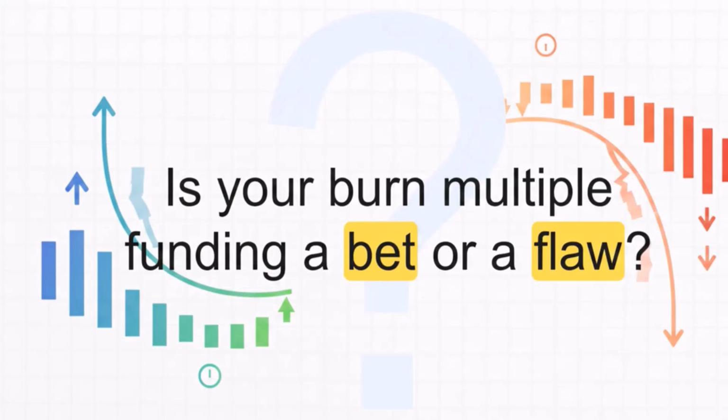So to wrap up this video, I really want you to look at your own metrics and ask yourself this question. Is your burn multiple funding a deliberate strategic bet, or is it quietly funding a structural flaw? And as you probably guessed, your answer to that question will determine if you have a sustainable, efficient path forward.